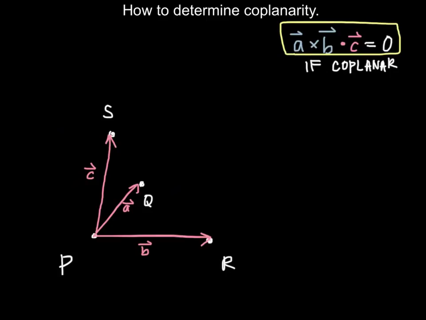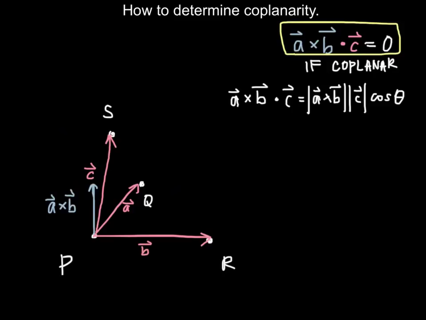Let's take a look at the scalar triple product and apply the definition of the dot product to this scalar triple product. Now let's see if we can make sense of the various pieces of this in the context of our drawing here. First, let's add in what A cross B is in this picture. And let's also add in theta. Remember that theta is the angle between A cross B and C.